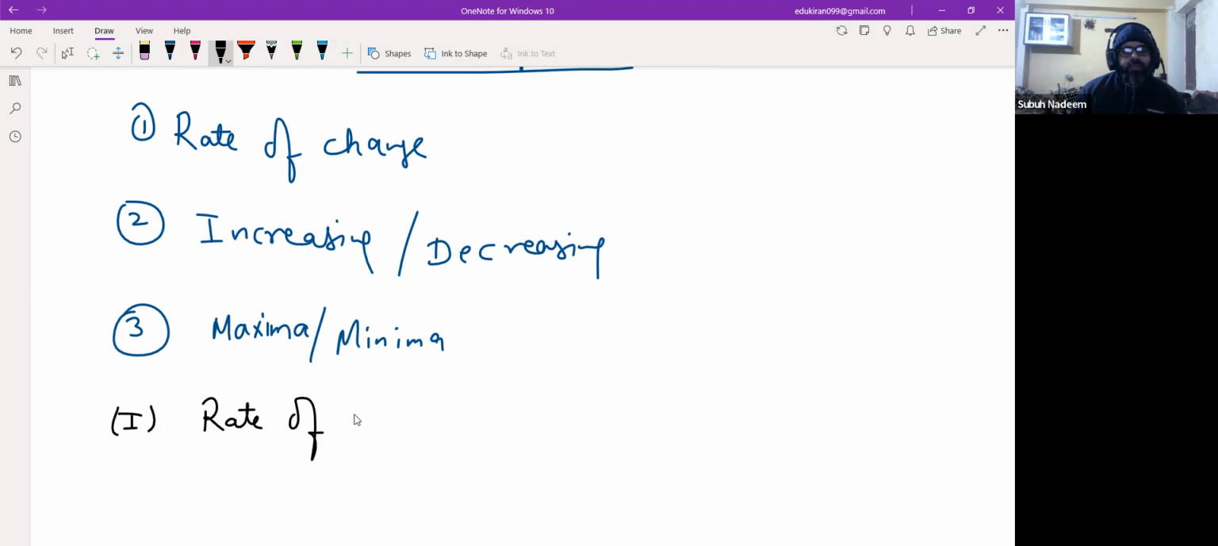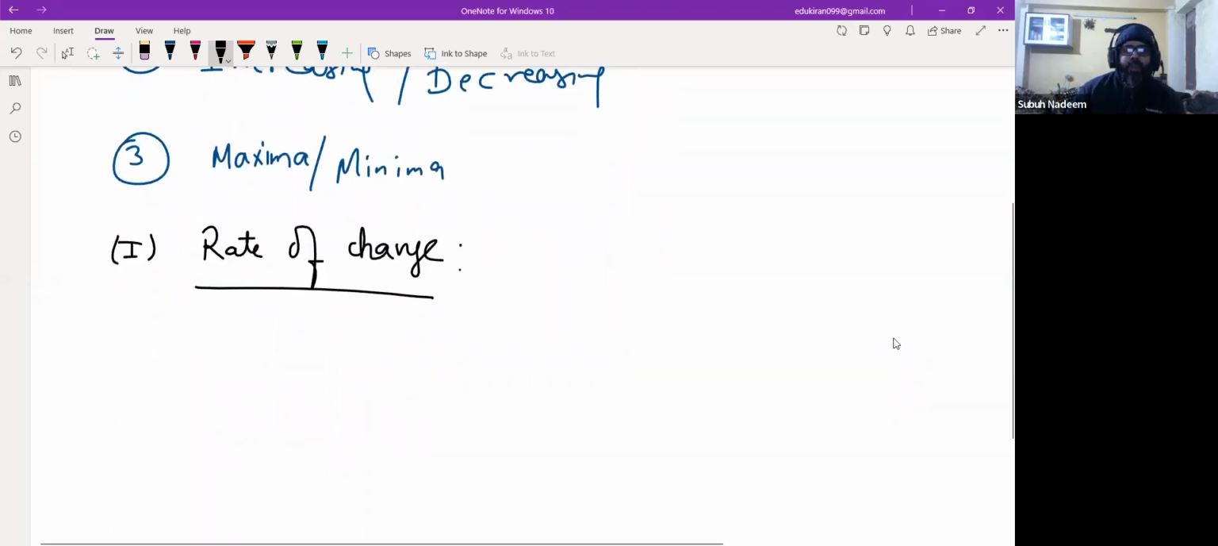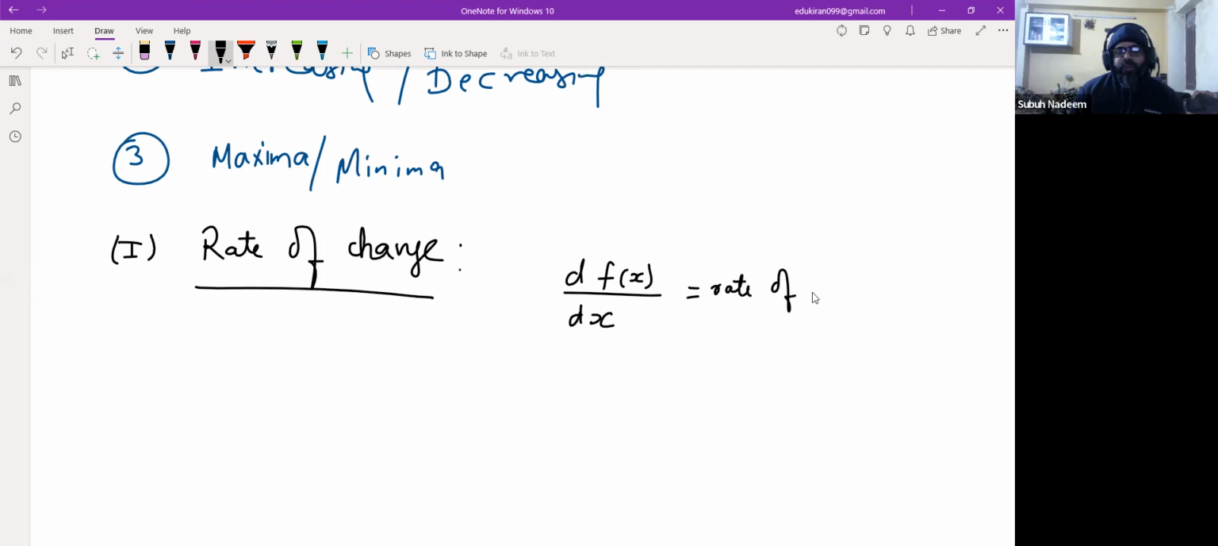So how is the derivative used to find rate of change? What actually is a derivative? If you remember in class 11, there was a chapter on limits and derivatives. There we used to study the first principle of differentiation. And we got to know that if there is a function f(x) and you are differentiating with respect to x, this is actually the rate of change of f(x).